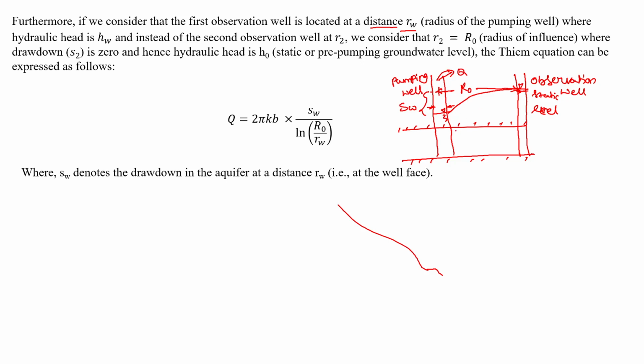So in this scenario, this is a special case considered by Thiem, who formulated this equation. This particular equation is popular after his name, so it is called Thiem's equation, which is 2 pi into kb into Sw, the drawdown in the well. Here S2 will be 0 because we are looking at an observation well where the drawdown is 0, and r2 will be the radius of influence and r1 will be the well.